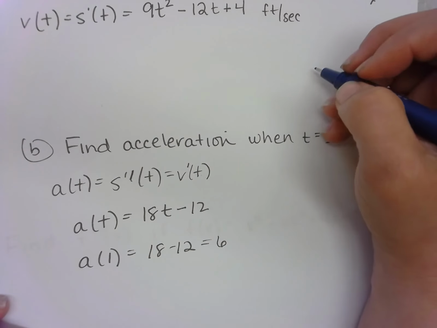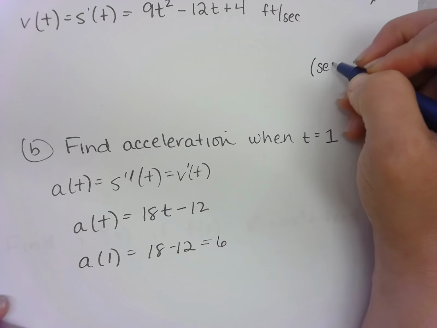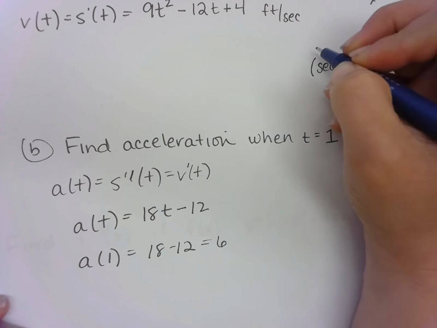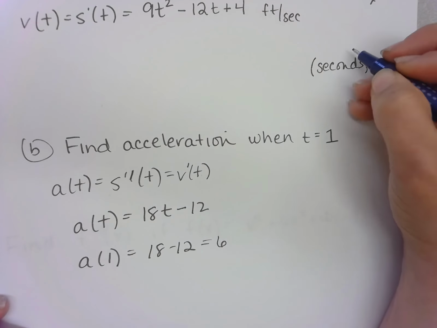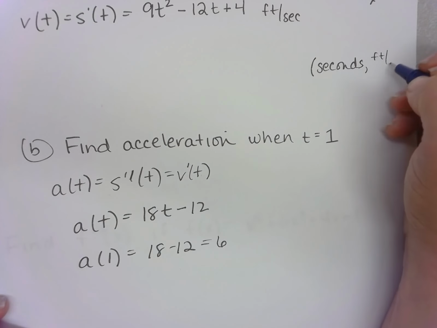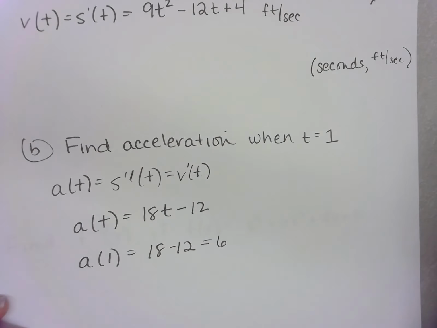My position function was in feet, and t was in seconds. Those are the units up here. And then my output for the velocity was in feet per second, right? So that's velocity.